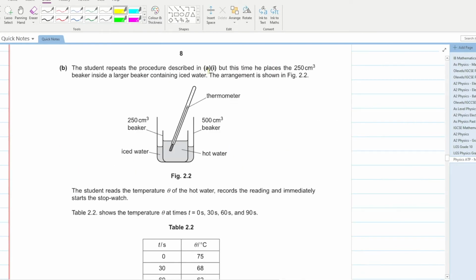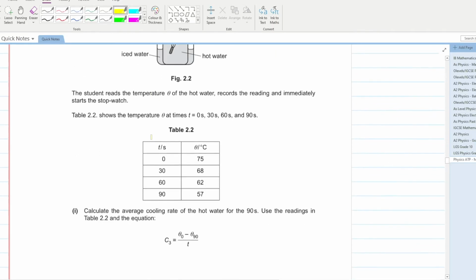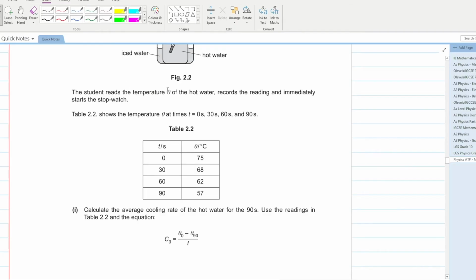The student repeats the procedure in A part 1, but this time he places a 250 cm³ beaker inside a larger beaker containing iced water. This arrangement is shown in figure 2.2. The student reads the temperature theta of hot water, records the reading and immediately starts the stopwatch.